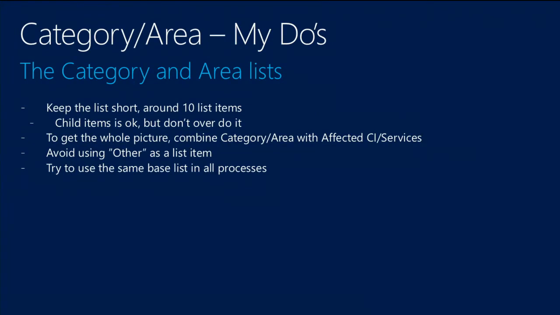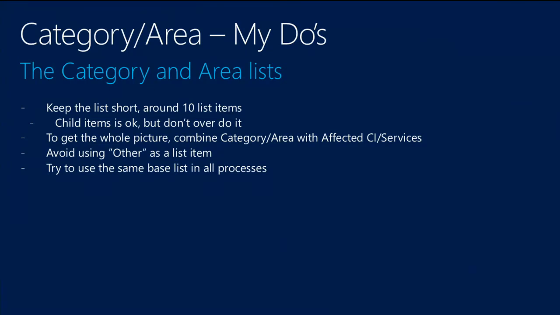And avoid using Other as a list item. By removing Other from your list, you're forcing your analyst to make an active decision on the best fit. So even though you might only have 10 categories, they have to make a selection. They can't take the easy path of selecting Other.